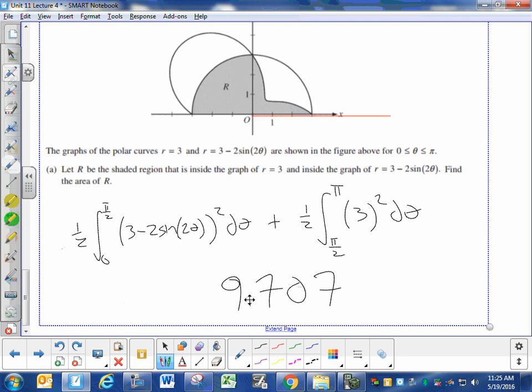You can go from 0 to pi of r. You can find all of r, and you could subtract this area here. Now, how do you find that area here? Outside minus inside. So you can go from 0 to pi of this radius squared, and then subtract 1/2 from 0 to pi over 2 of 3 squared minus 3 minus 2 sine 2 theta squared.